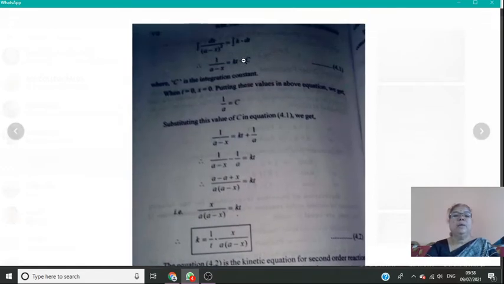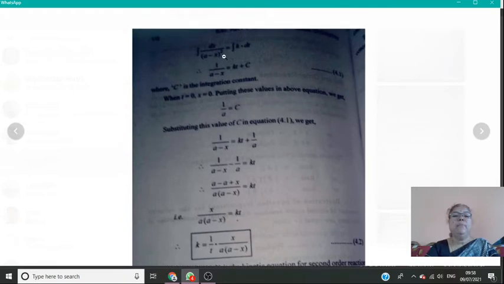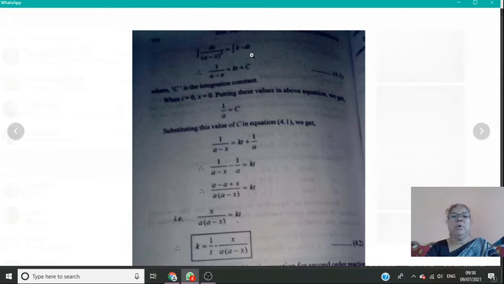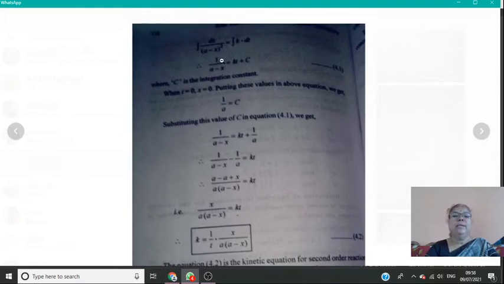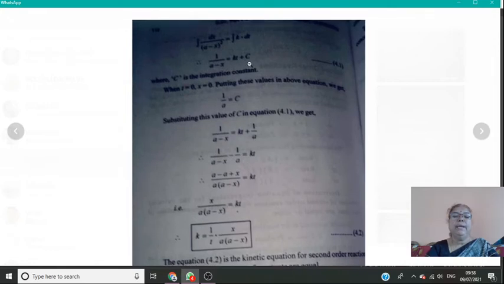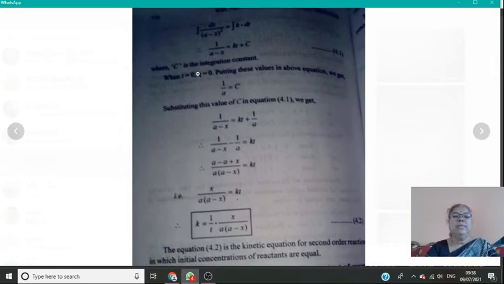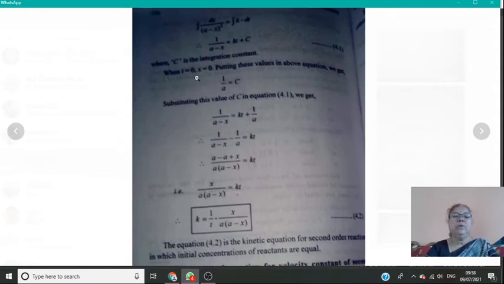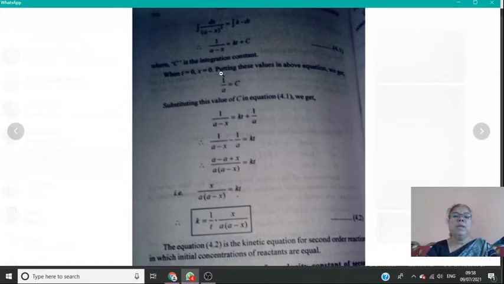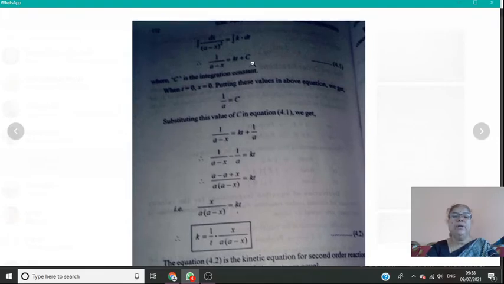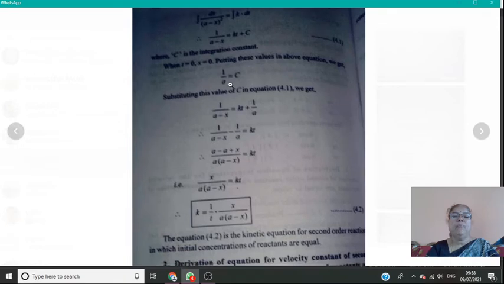See here, the integration of dx upon (A minus x) squared is equal to the integration of k dt. Therefore, the integration of this term, 1 upon A minus x, is equal to kt plus c, where c is the integration constant. When t is equal to 0, x is equal to 0. Putting these values of t and x as 0 in this equation, we get the value of c, and it becomes 1 upon a.